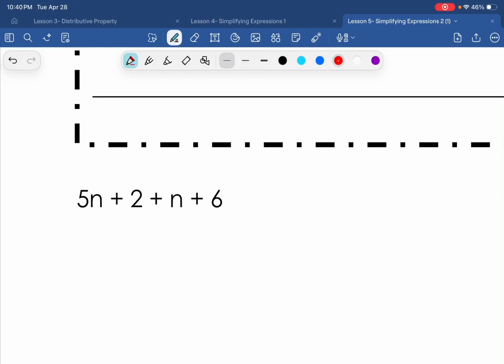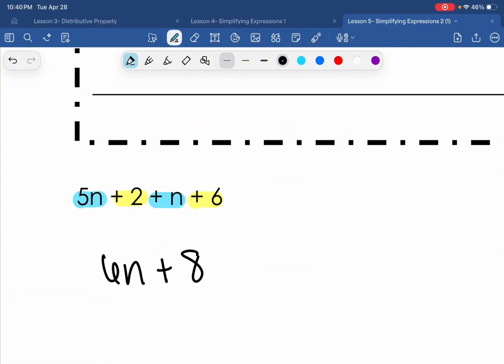All right, so by now you should have checked in with me. For the first one, you have 5n plus 2 plus n plus 6. I'm going to combine things that are similar. So I'm going to do 5n plus n, which gives me 6n, and 2 plus 6, which gives me 8. 6n plus 8 is your final answer.